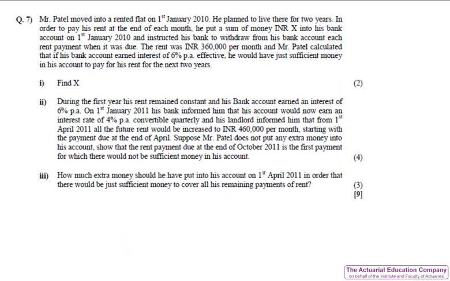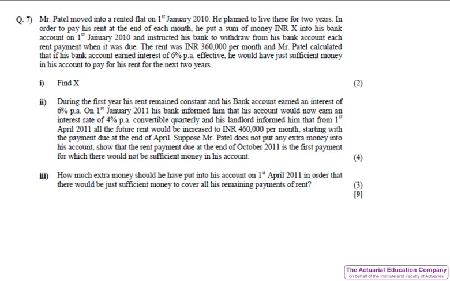Question 7 tests loans from chapter 9 of the notes, and this question's fairly demanding. First of all, we're told that Mr. Patel is repaying a loan over 2 years, paid monthly in arrears, of $360,000 per month. But he's going to do this by investing an amount X in a bank at 6% interest. So how do we find X?